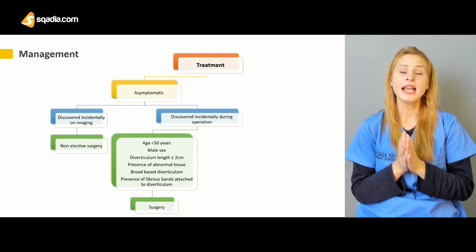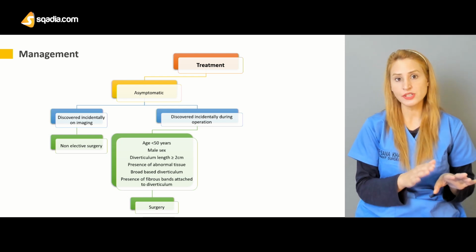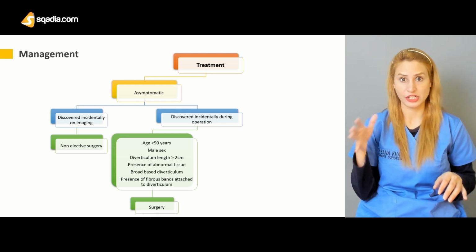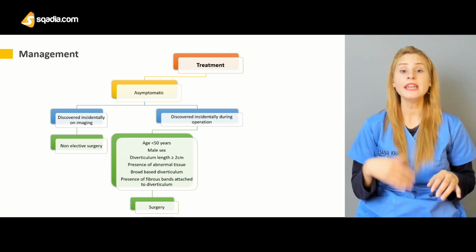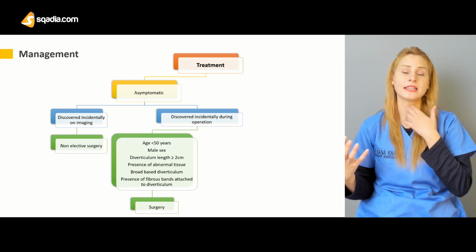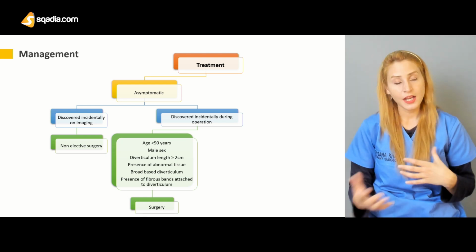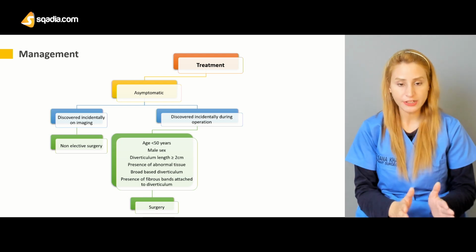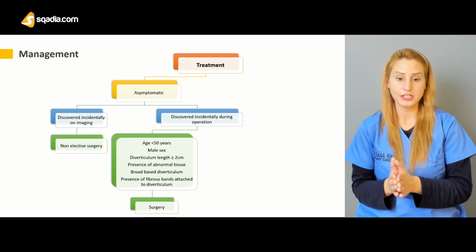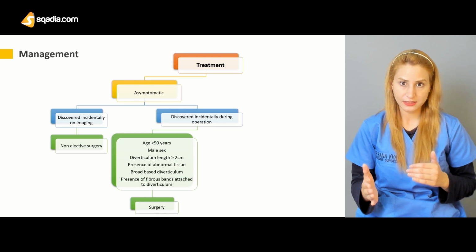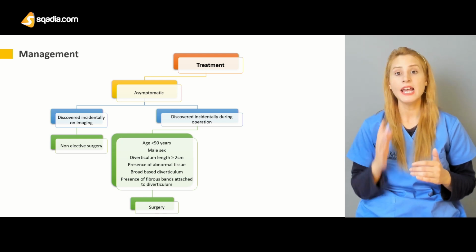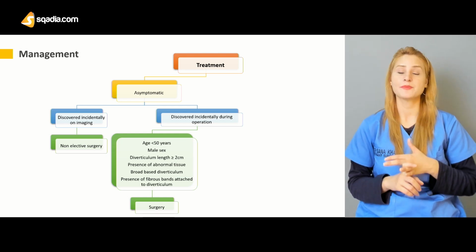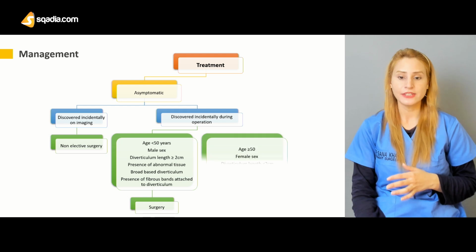Remember the criteria: in case of an asymptomatic patient where the diverticulum was just discovered on imaging, you don't have to go for surgery. But if the patient is asymptomatic and was being opened up for another pathology, and there was an incidental finding during the operation, then follow the criteria. If the age is less than 50 years, male sex, diverticulum length greater than or equal to 2 centimeters, presence of abnormal tissue, a broad-based diverticulum, or a fibrous band attached to the diverticulum, then you go for surgery.